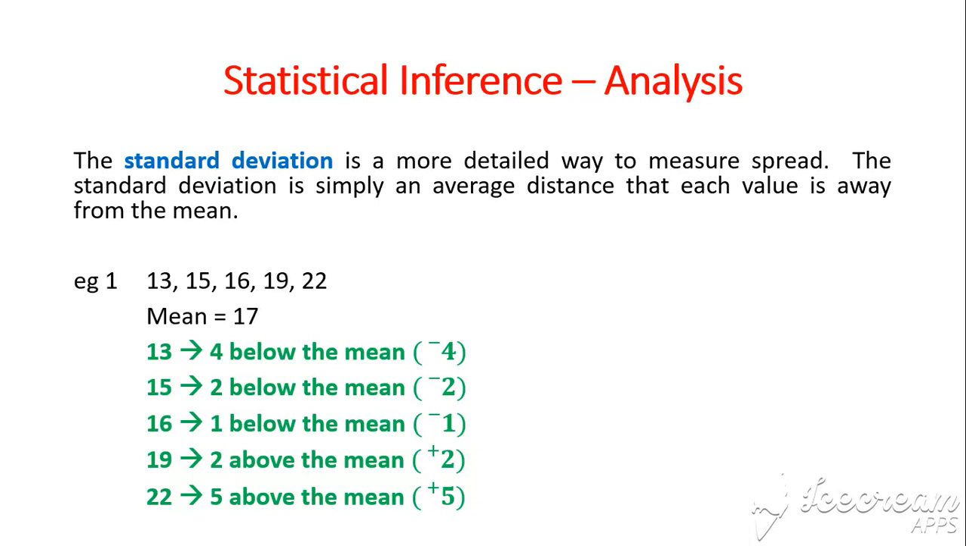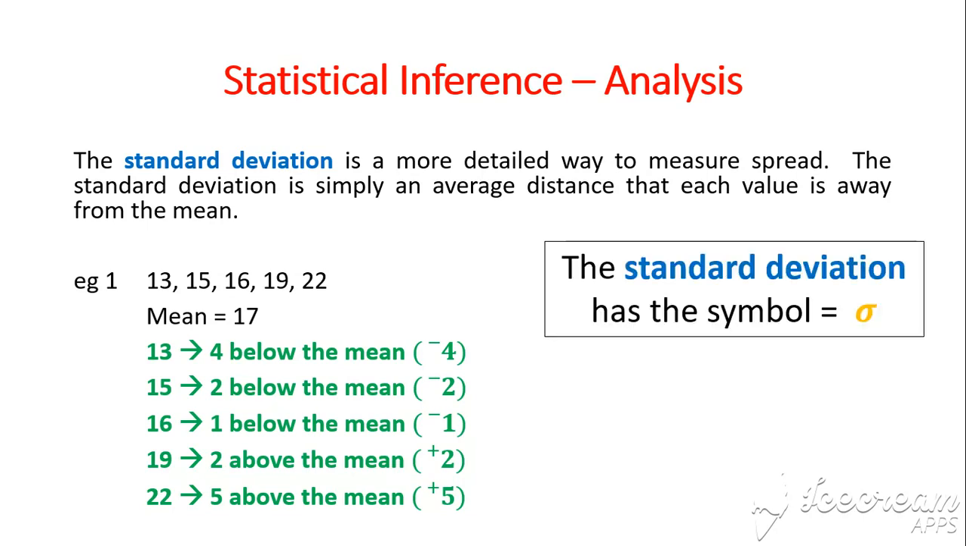And basically, if we took all those distances away from the mean and averaged them, there's a little bit more of a trick. Don't just add them up and divide by 5. Then we find what we call the standard deviation. Now, the standard deviation has the following symbol. It's called sigma. It's like a circle with a flick.